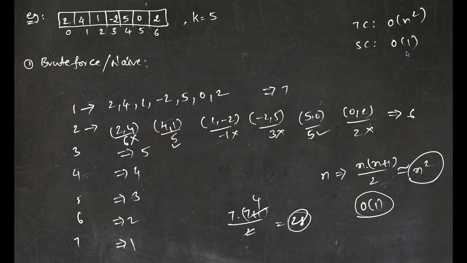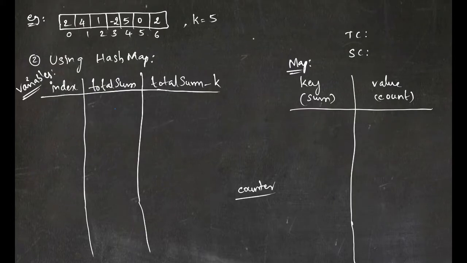So O of 1. Obviously an O of n square solution may not work for us, so we have to look for some better approach. Here we'll consider a hash map and try to reduce the time complexity. What I'll do is maintain three variables called index, total sum and counter. Index will be pointing to my current element where I'm looking, total sum is the sum till that index, and counter is how many times I got subarrays whose sum is equal to the target sum. And I'll have a map which holds my total sum and how many times I got that.